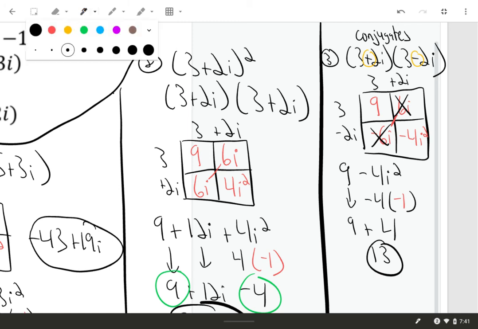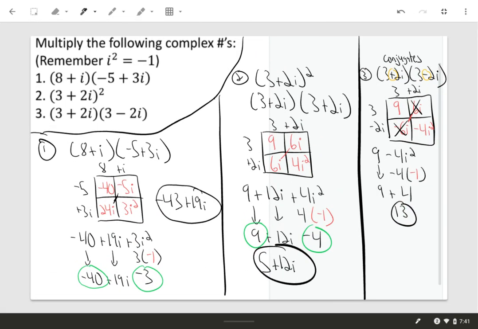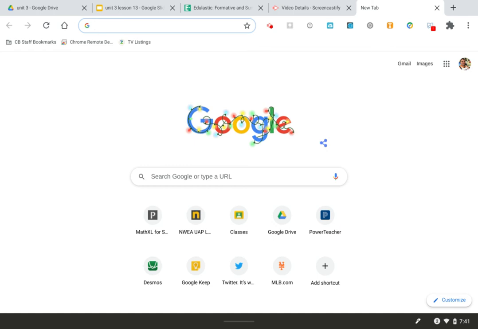So what I would like you to do with your cool down today, your cool down is going to be 3 examples just like the ones I did here. So if you followed along with these examples, you should be able to do the cool down. That is it for today's lesson.